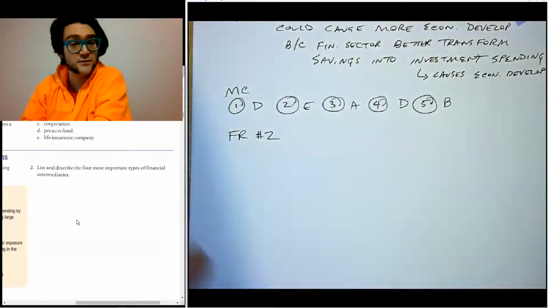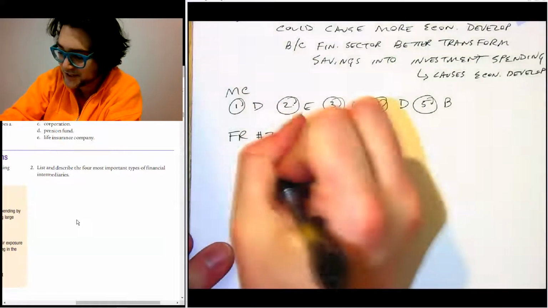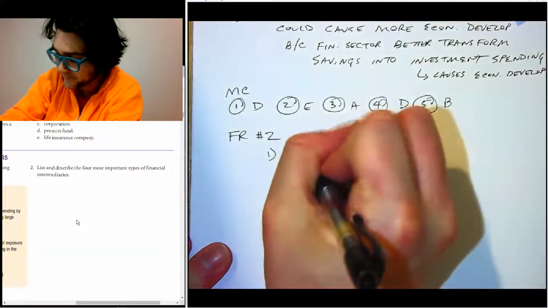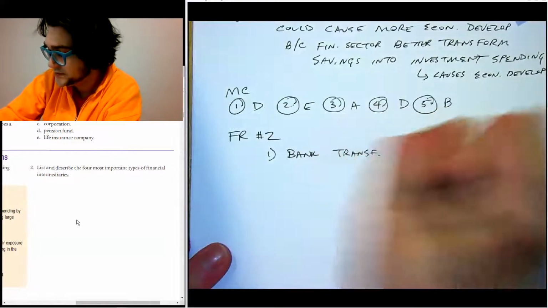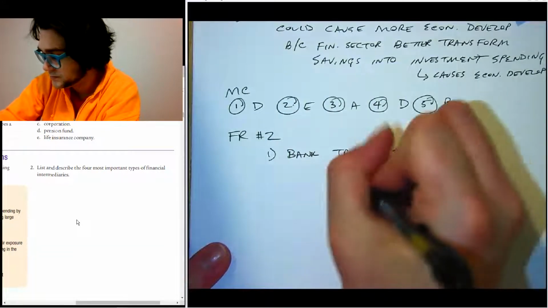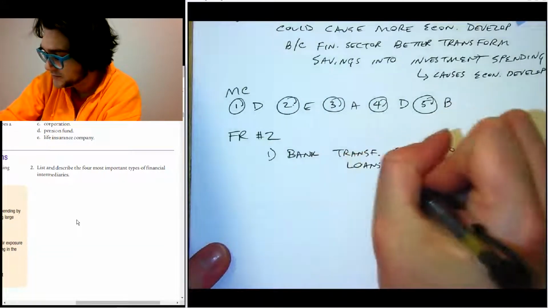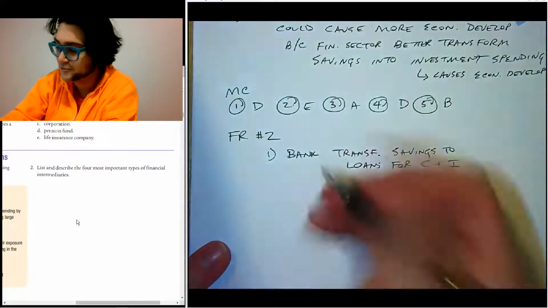Okay, and then FRQ number 2 says list and describe the 4 most important types of financial intermediaries. We're right there. So the first type is a bank, right? And they transform savings to loans for consumption and investment. That's really what they do.